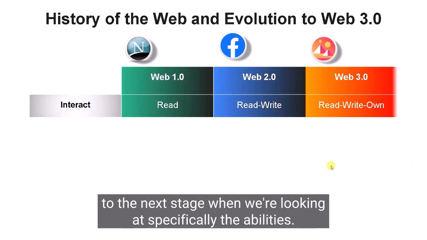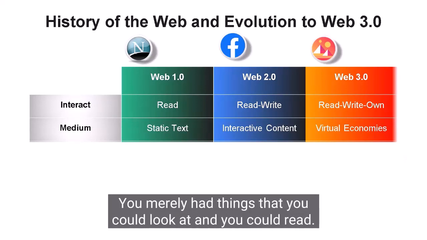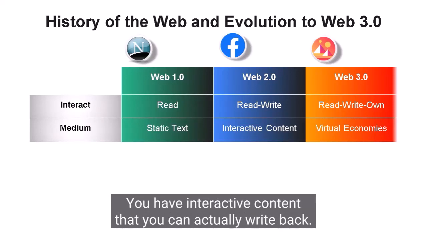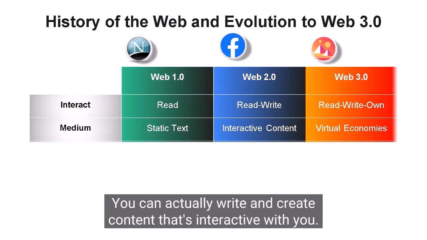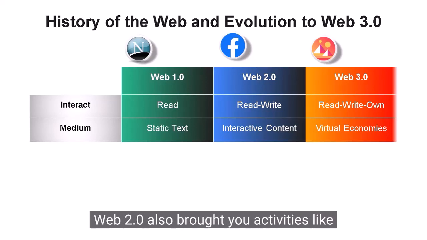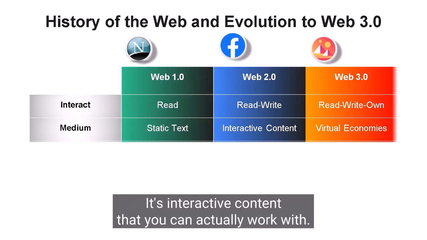When we're looking specifically at the abilities, in Web 1.0, you have static text. You merely had things that you could look at and you could read. In Web 2.0, you have interactivity. You have interactive content that you can actually write back. You can actually write and create content that's interactive with you. Web 2.0 presented brand new opportunities for you to interact with this content. Web 2.0 also brought you activities like YouTube with video sharing, being able to post your own videos into it. It's interactive content that you can actually work with.